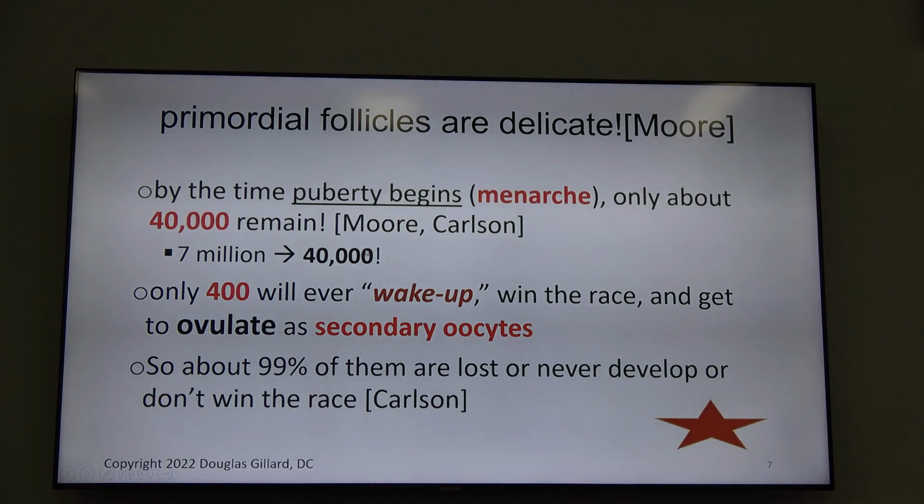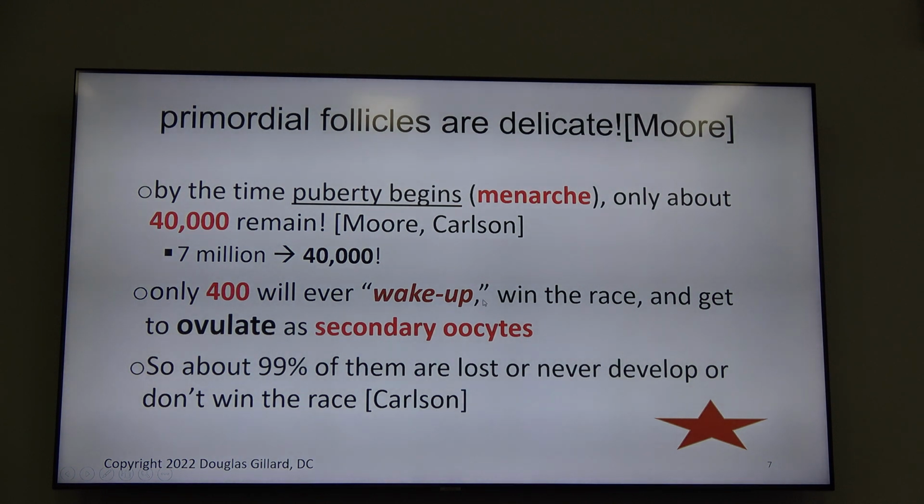And then out of these 40,000, only 400 of them ever really wake up in complete meiosis, and they get a chance to race. We're going to talk about the great race. And the dream of every one of these primordial follicles is to ovulate. And that's a rare accomplishment. Even rarer is to become fertilized by a sperm. I guess that's the ultimate dream of every one of these primordial follicles. So only 400 get a chance to wake up. The rest of them just kind of die off.